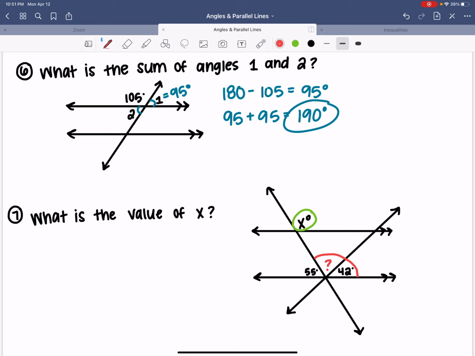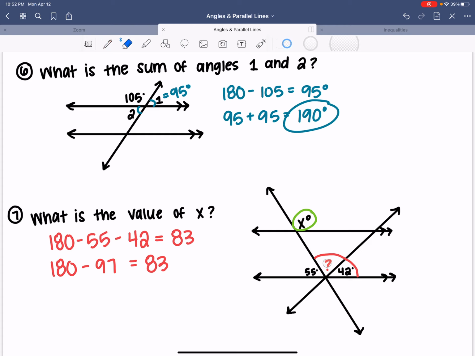So let's see what that missing angle is. Well, it's going to be 180 minus 55 minus 42. Another way you could do that is you could add 55 and 42. And 55 plus 42 would be 97. So it's really 180 minus 97. Either way, you're going to get the same answer. So again, just make sure that you check behind yourself in a calculator. 180 minus 97 is going to give us 83. Right, so either way you do that, you would get 83 as that missing angle measure. So I'm going to write that here so that we can keep track.